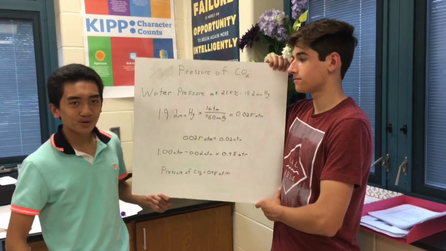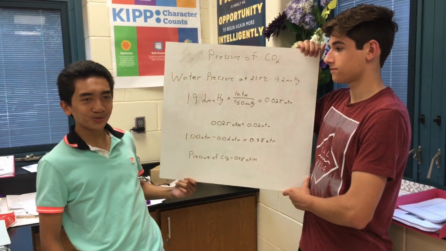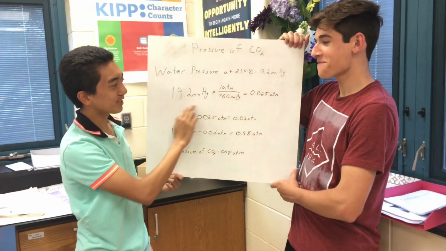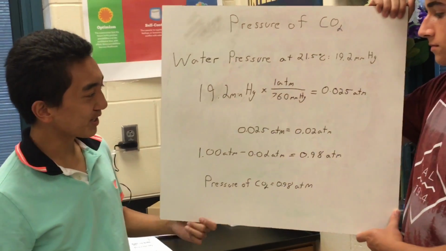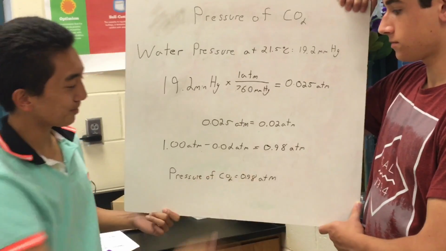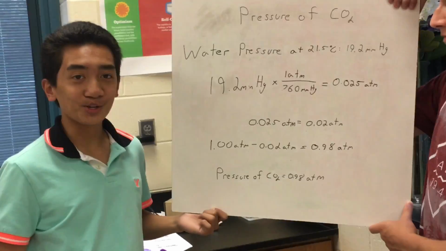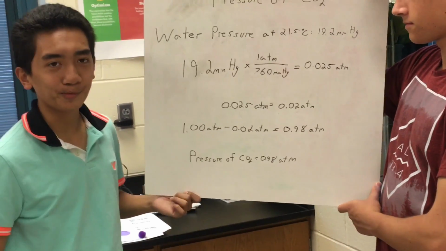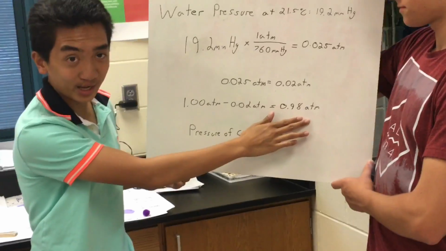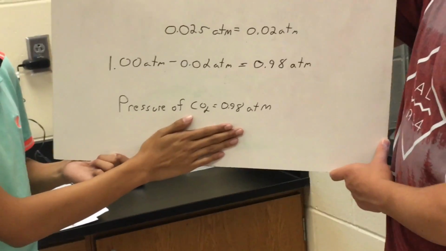So we looked up the water pressure on Google, and that's what we got. This is the work to convert it into atmospheres. We brought it down to 3 sig figs to get this many atmospheres. And to find the pressure of carbon dioxide, subtract the outside pressure from the water vapor pressure to get 0.98 atmospheres. That's the pressure of the carbon dioxide.